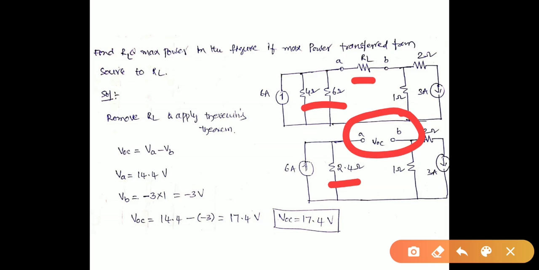So for that purpose, we have to remove the load resistance across the terminals A and B, and we have to calculate the voltage in the open circuit, that is VOC. Therefore, from the circuit, VOC is nothing but the difference in the voltages VA and VB.